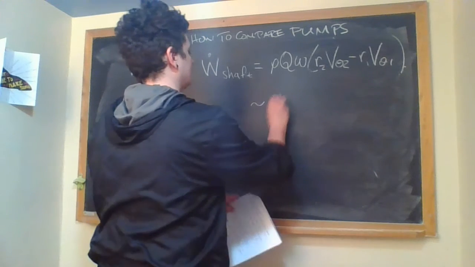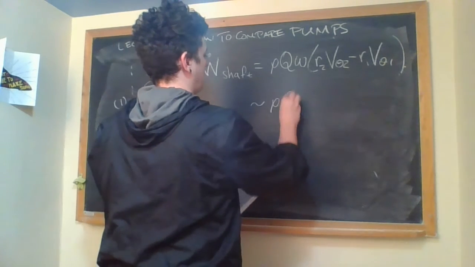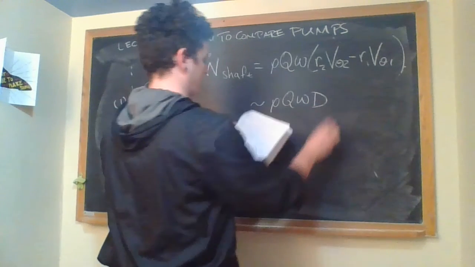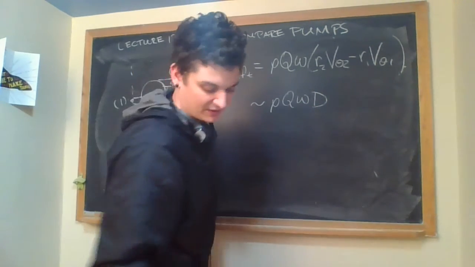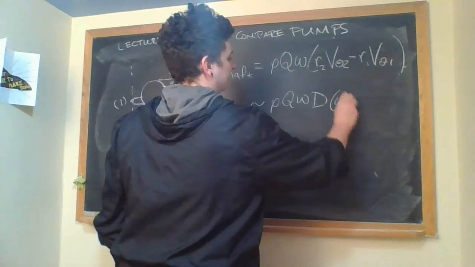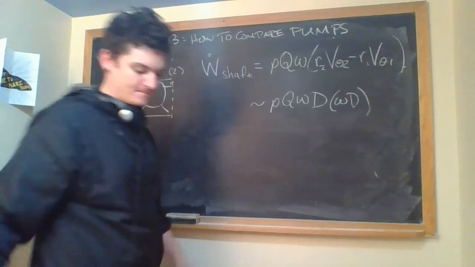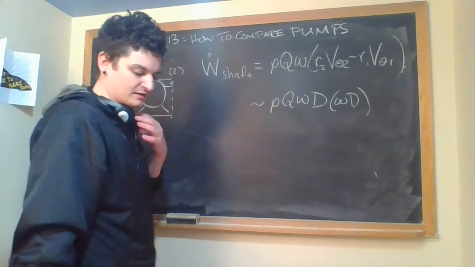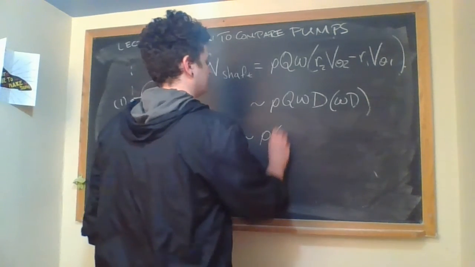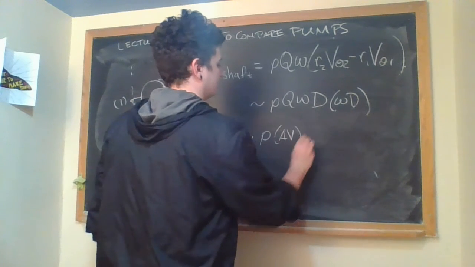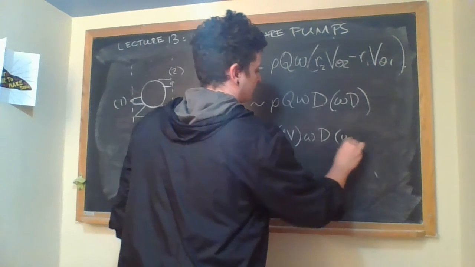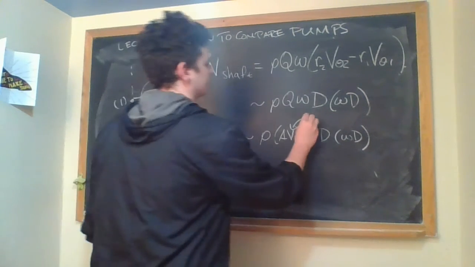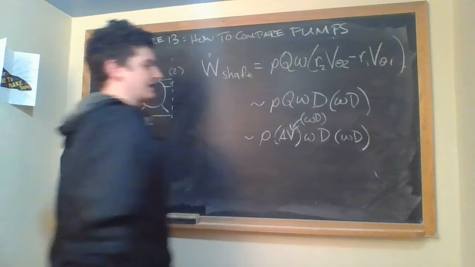You get, this is going to scale like rho, omega, and then I have an R2 that turns into a diameter, and then I have some reference velocity that is again some scale velocity. Any sort of scale velocity, you really want to scale it like an omega and a d.